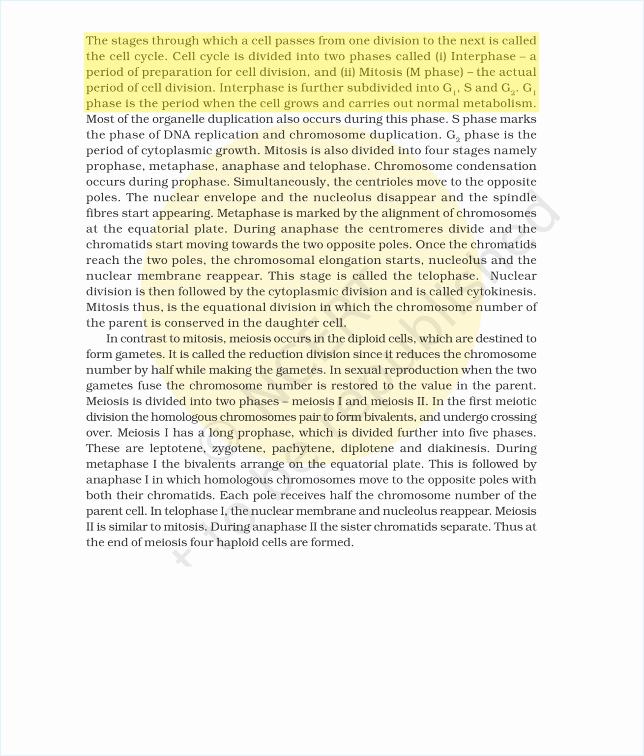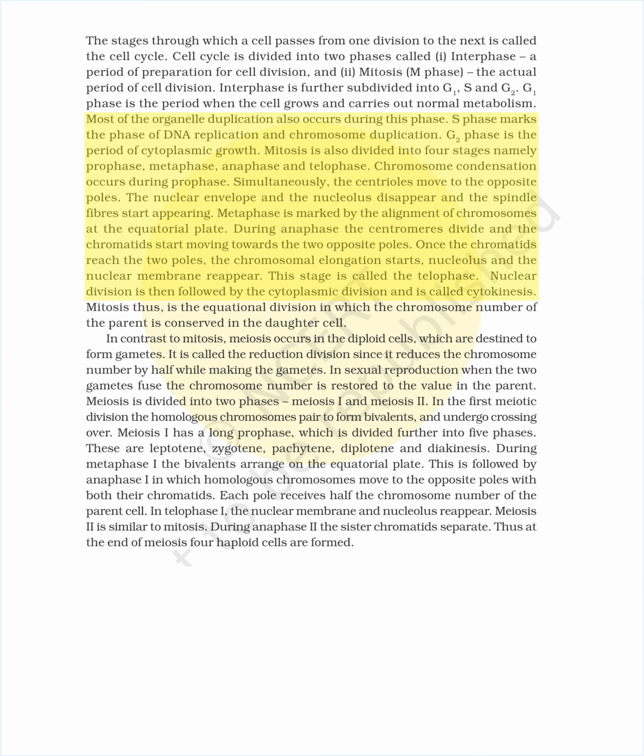Cell cycle is divided into 2 phases called 1. Interphase, a period of preparation for cell division, and 2. Mitosis, M phase, the actual period of cell division. Interphase is further subdivided into G1, S, and G2. G1 phase is the period when the cell grows and carries out normal metabolism. Most of the organelle duplication also occurs during this phase. S phase marks the phase of DNA replication and chromosome duplication. G2 phase is the period of cytoplasmic growth.